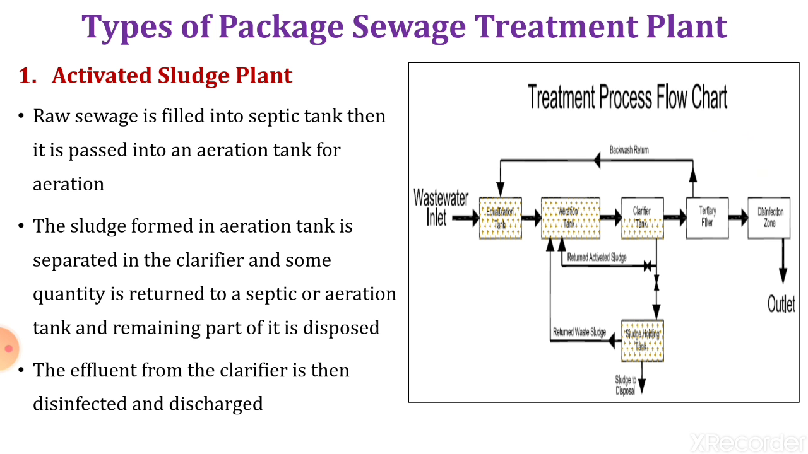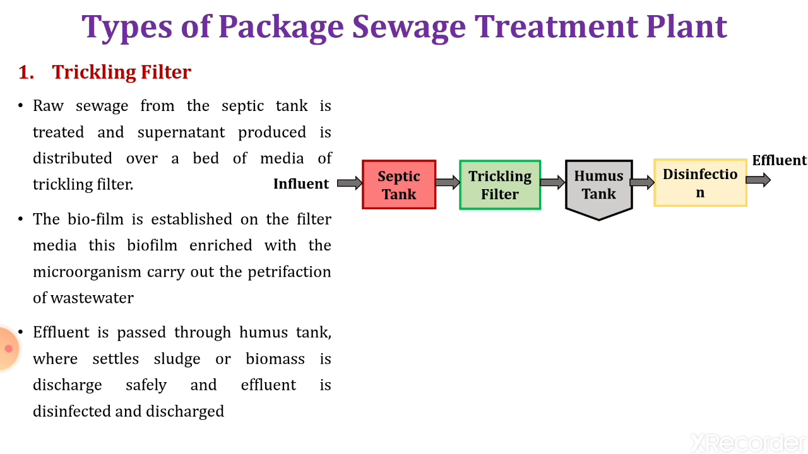So all these units, as in the conventional treatments, are provided separately, but in the package sewage treatment plant, all these units are assembled and provided in one single assembly or prefabricated structure. So that is why it is called a package sewage treatment plant.